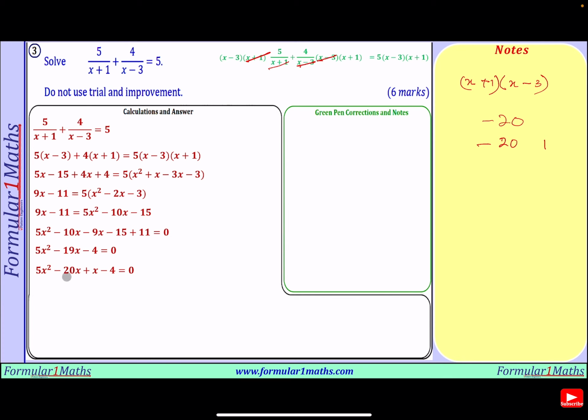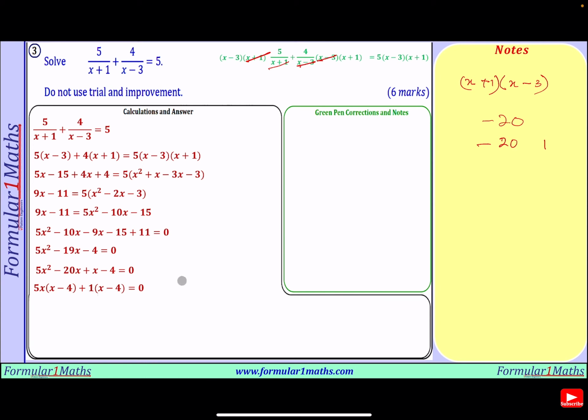Looking at these two terms here, there's a common factor. That common factor is 5x. That will be factorized out. And looking here, we have a common factor. That common factor is 1. So we can factorize that one out as well. And we are going to get 5x brackets x minus 4. Therefore, this side we have 1 brackets x minus 4.